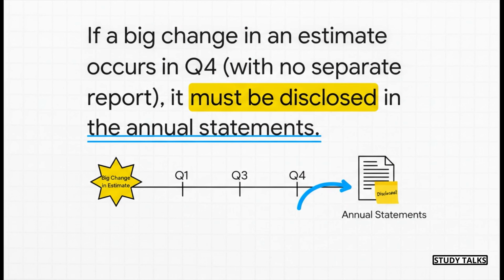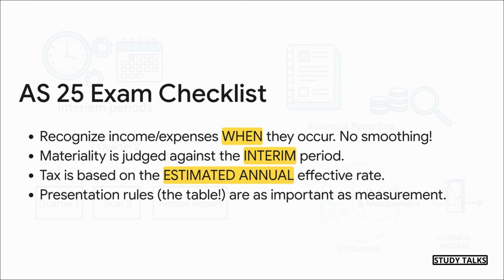And one last special case for you. What if there's a big change in an accounting estimate, like a warranty provision, and it happens in Q4? If the company doesn't publish a separate Q4 report, does that info just disappear? Nope. The standard is clear. You have to disclose the nature and amount of that change in a note to the annual financial statements for that year. So, let's do a final, rapid-fire checklist for the exam.